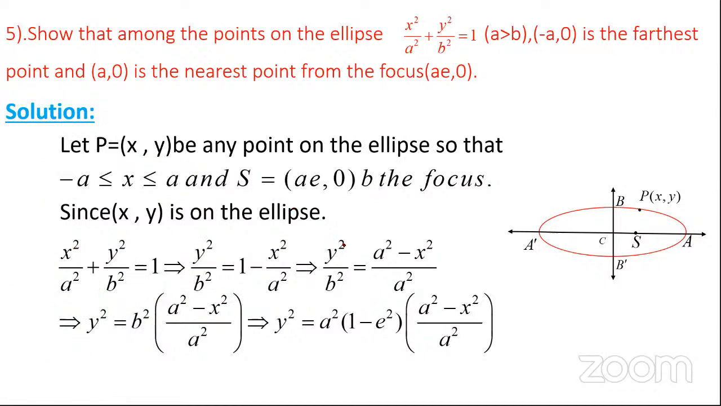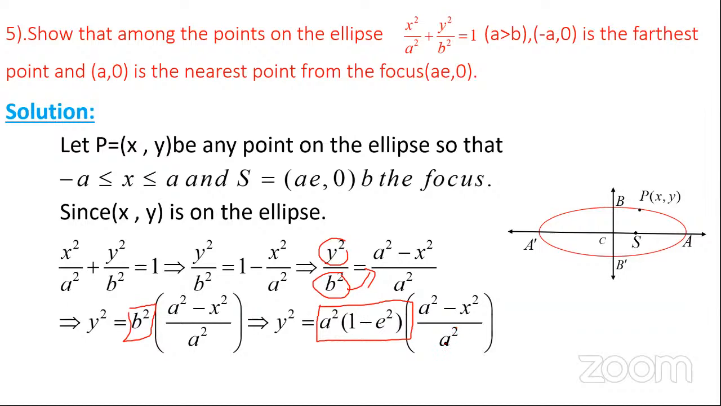So I'm taking this b square to the right side. This is the denominator; if you take it to the right side, it will be the numerator. That is y square equal to b square of a square minus x square by a square, which is y square equal to a square of 1 minus e square. So what is the value of a square of 1 minus e square? From the standard form of the ellipse, we denote b square as a square of 1 minus e square, just substituting.